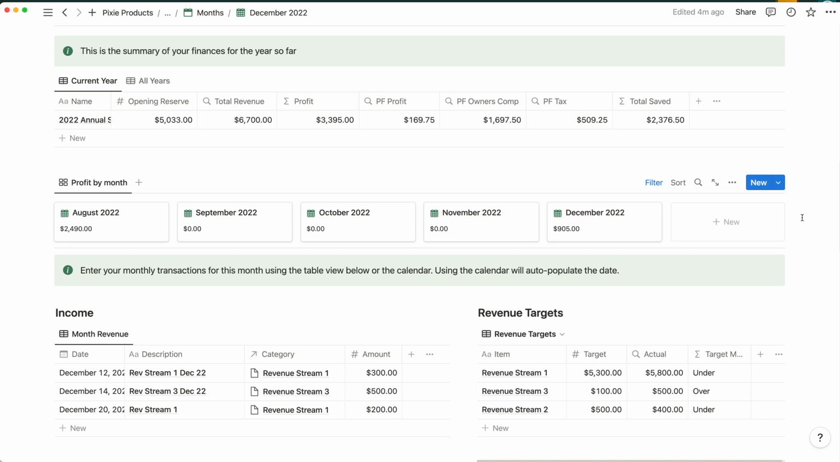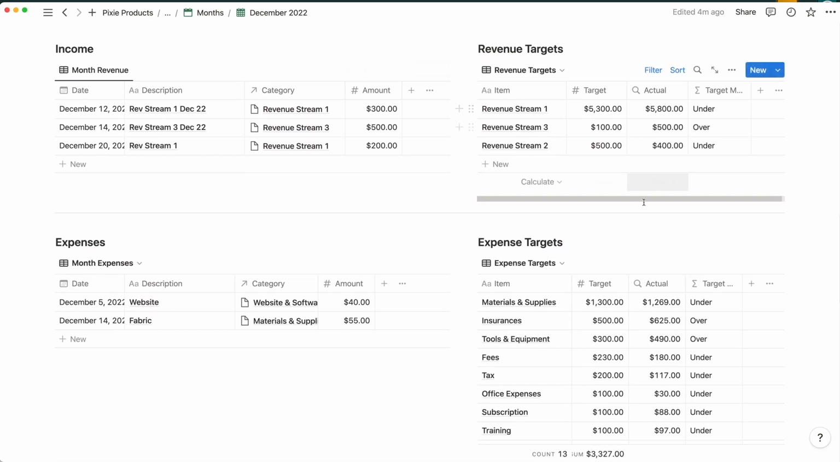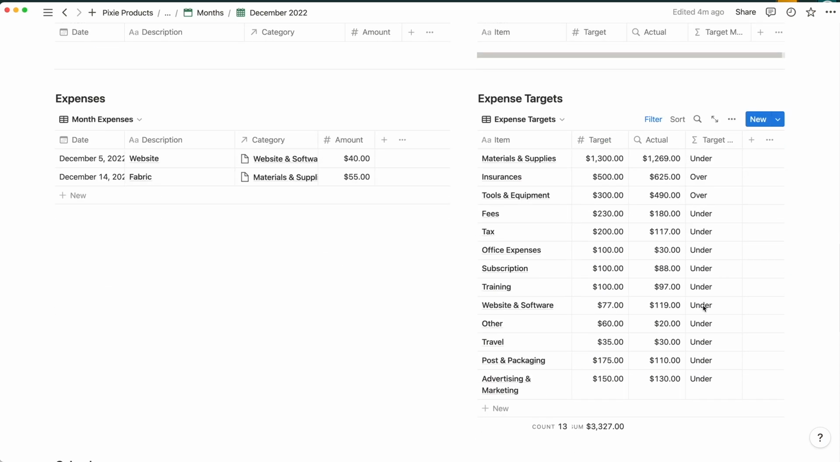We've got a summary of all of the months so far this year, so you can see what the profit is for each month and compare it to where you are standing. So we're at December, so we're seeing it's 905 compared to 2,490 in August. And we've also got a means for entering your income, expenses, and displaying that against the target to see whether you've met your target, whether you're under or over it, or have met it.